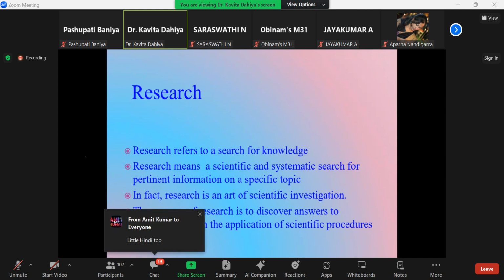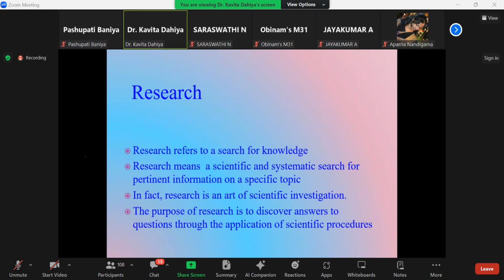In fact, research is an art of scientific investigation. Why is this an art of scientific investigation? Because there are certain aspects or rules which are lenient in nature. There is no hard and fast rule that you need to follow this step, but if you follow it, then definitely your work will be smoother. So the purpose of research is to discover the answer to a question through the application of a scientific procedure.